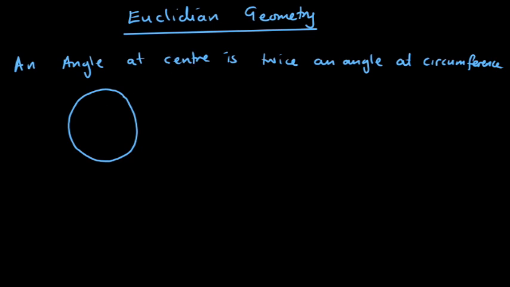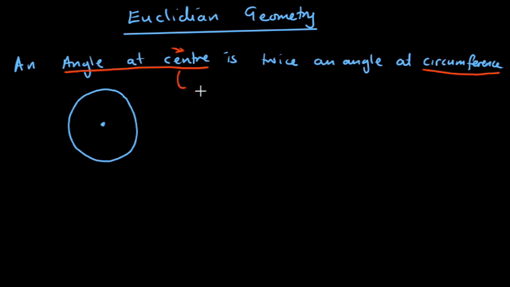The terminology or the terms that are used in the question, there is an angle at center. So we need a center. And we need circumference. Of course, there is a circle, so there will be circumference. So let's draw our center here. The angle at center, what kind of an angle is it?